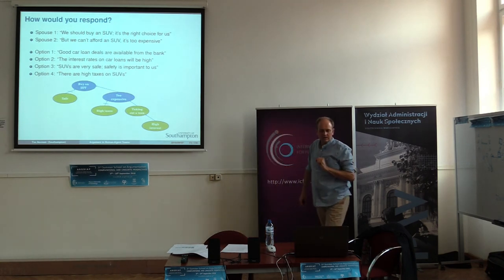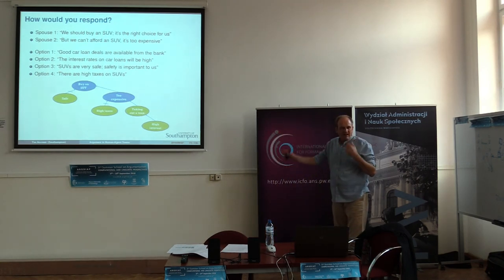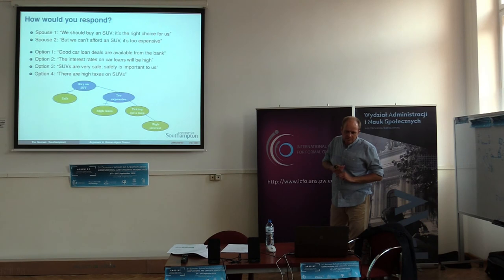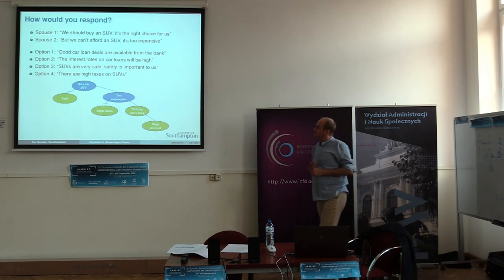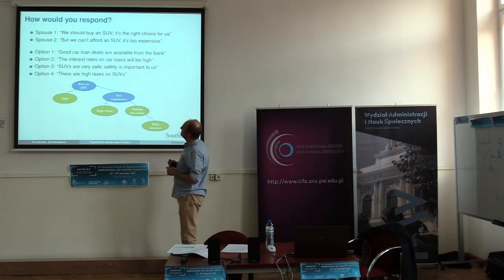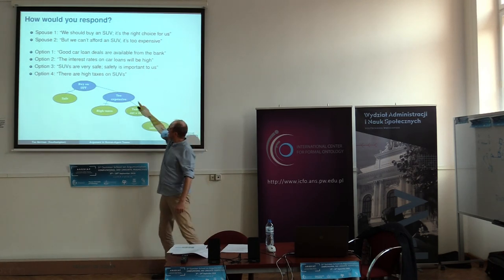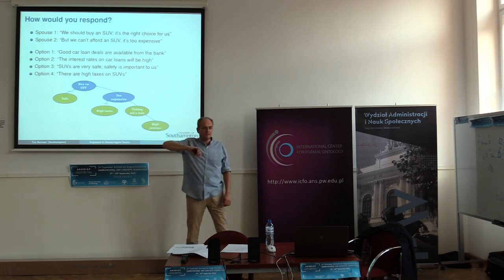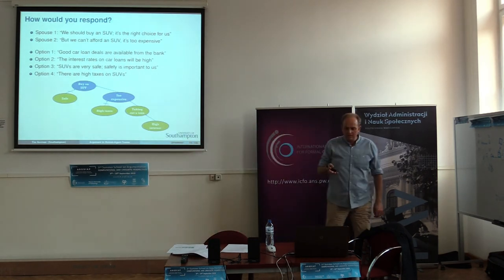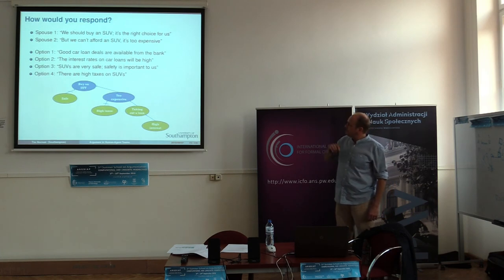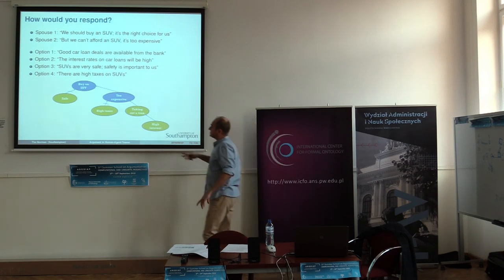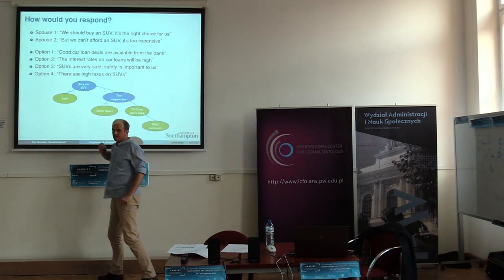So I was about even between option one and option three. So option one was we should take out a loan, which directly attacks the too expensive. And option three argues for the safety of the SUV, which supports your original thesis.